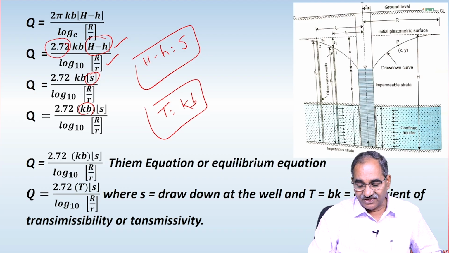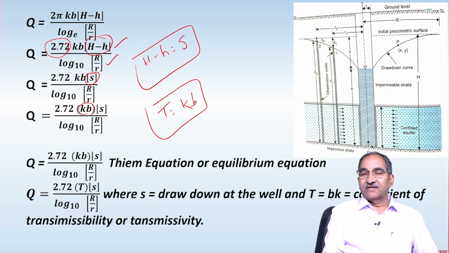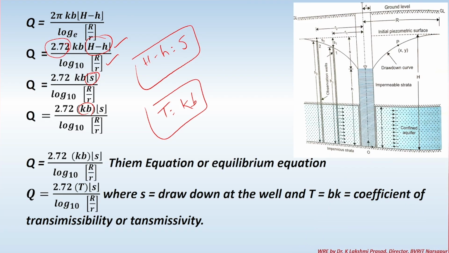So this is what we call the Thiem equation or equilibrium equation for steady radial flow in a confined aquifer, and this is the thing. Whereas there we got H square minus h square, right? Here it is only H minus h. So that is the difference you should understand. There 1.36, here 2.72.